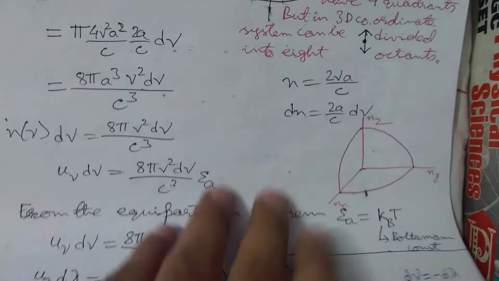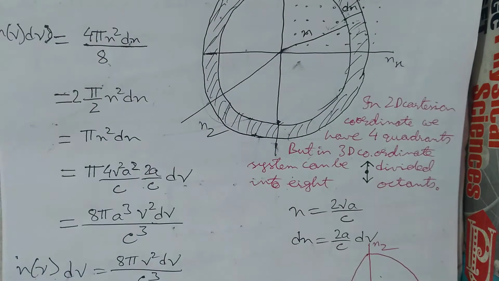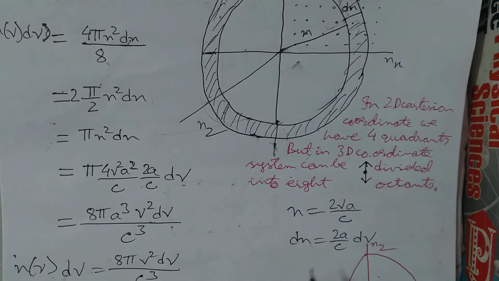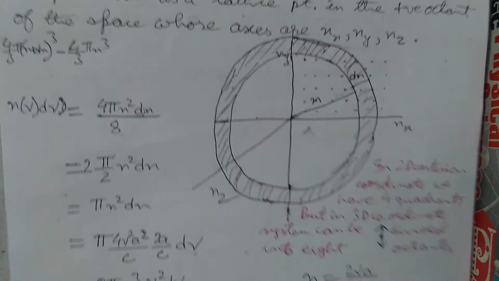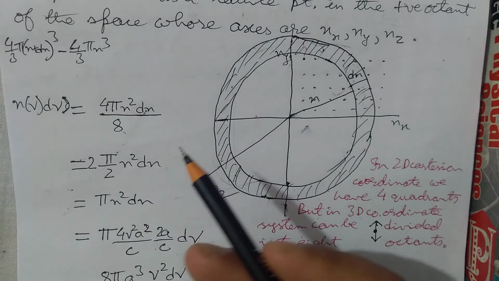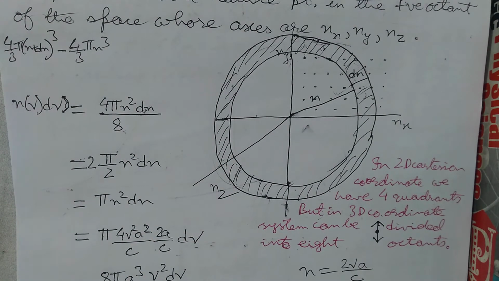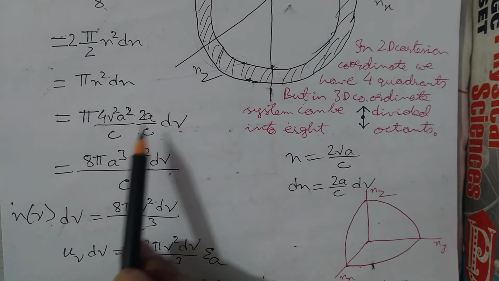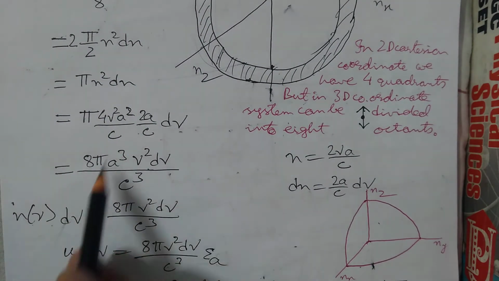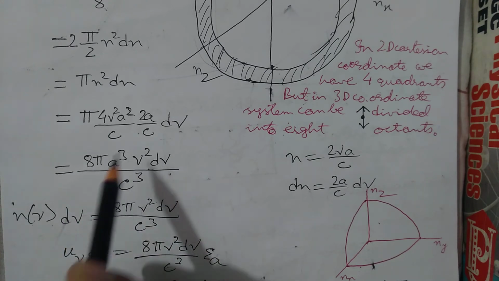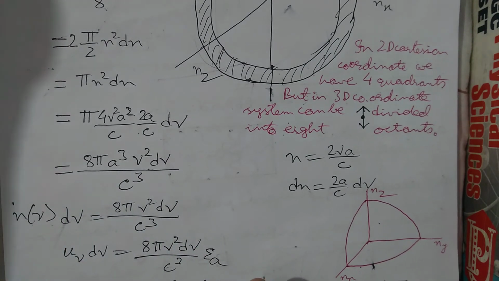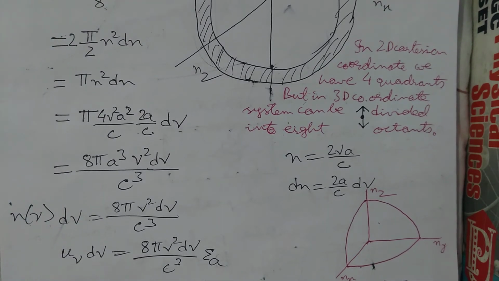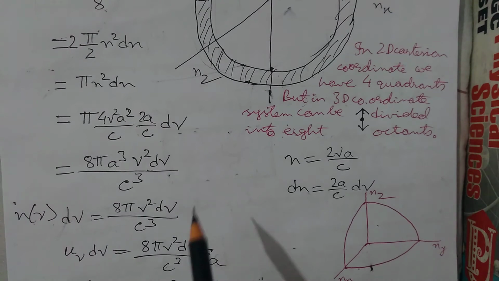So that will be 4 pi n square dn. Since you have to take only the positive values and there are 8 octants, you take only the first octant, which is why you divide by 8. So 1 by 8 of 4 pi n square dn, and you get 8 pi a cube nu square d nu. You divide by a cube because you want to get the density.